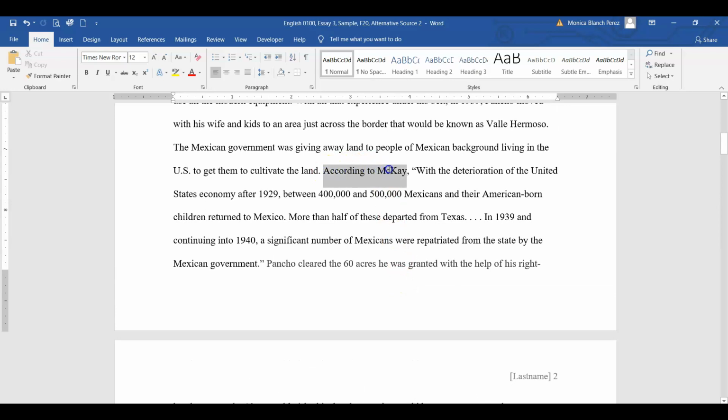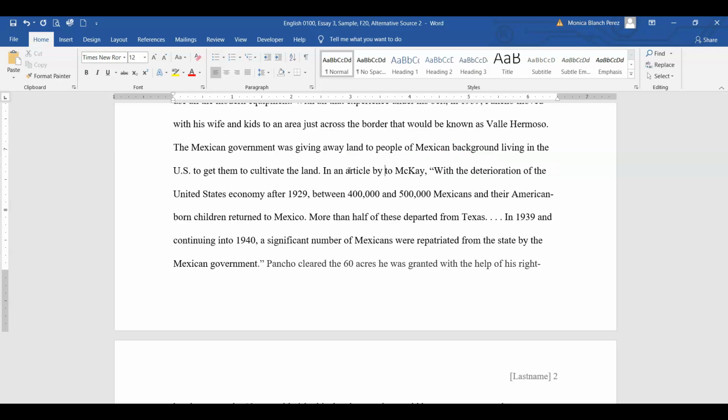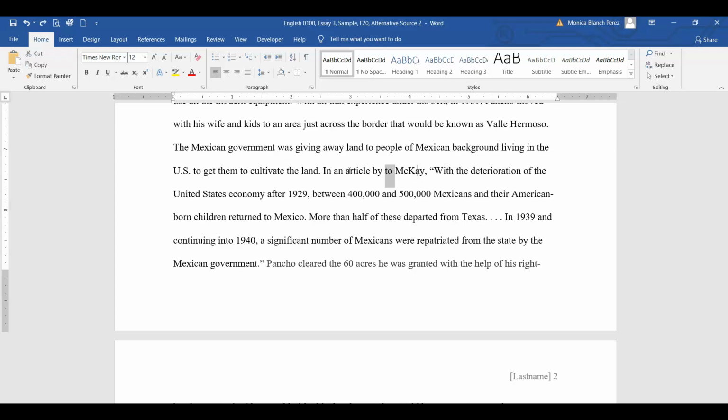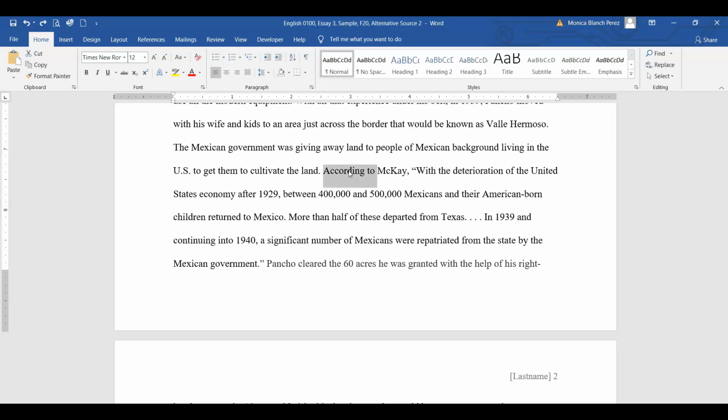The alternative method to this, and of course you can say in an article by McKay, it says, and then the quote, right? That's another way if we're not using the very convenient according to method, okay? Or the other direction is to mention McKay at the end in parentheses. And remember, no page number because there aren't any official ones.